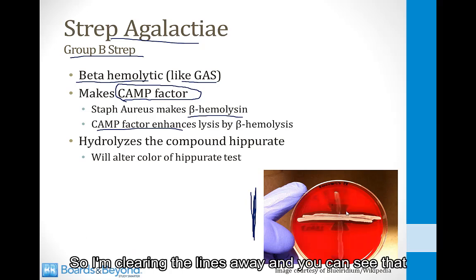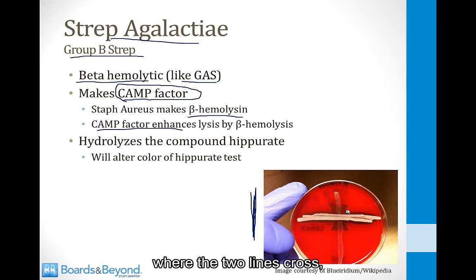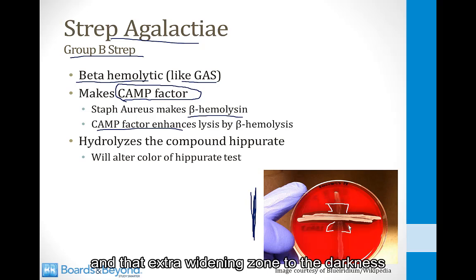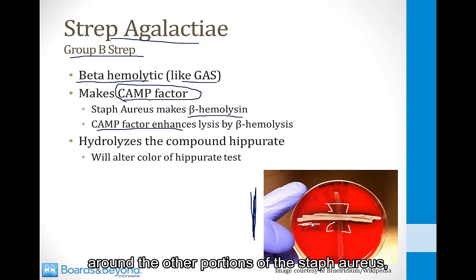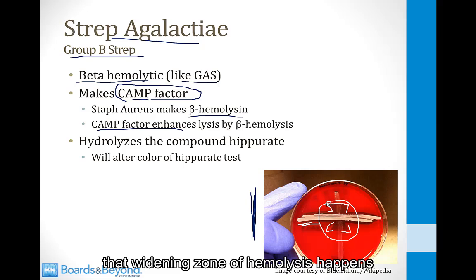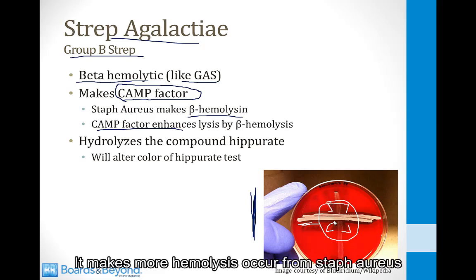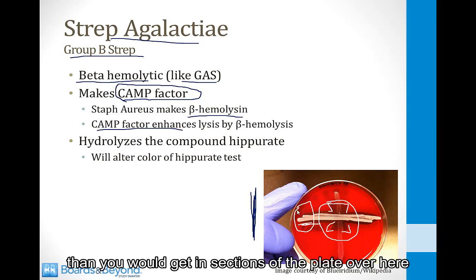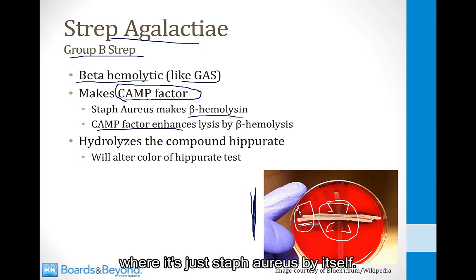So I'm clearing the lines away, and you can see that where the 2 lines cross, there is this widening zone of hemolysis, this darkness right here around it. And that extra widening zone of the darkness, you can see it's much wider than the zone around the other portions of the Staph aureus. That widening zone of hemolysis happens because of the CAMP factor being produced by the Group B strep. It makes more hemolysis occur from Staph aureus than you would get in sections of the plate over here where it's just Staph aureus by itself.